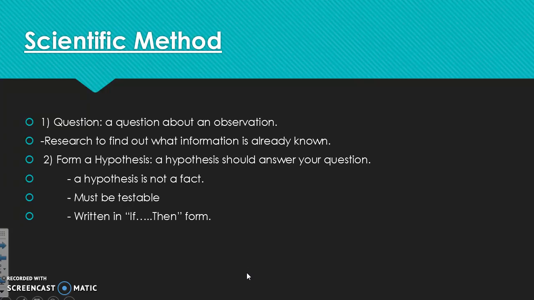You've got something new. The second step then is to form a hypothesis. A hypothesis should answer the question that you're asking. A hypothesis is not a fact. It is testable, and it is written in if-then form. So if I do this, then this will happen.